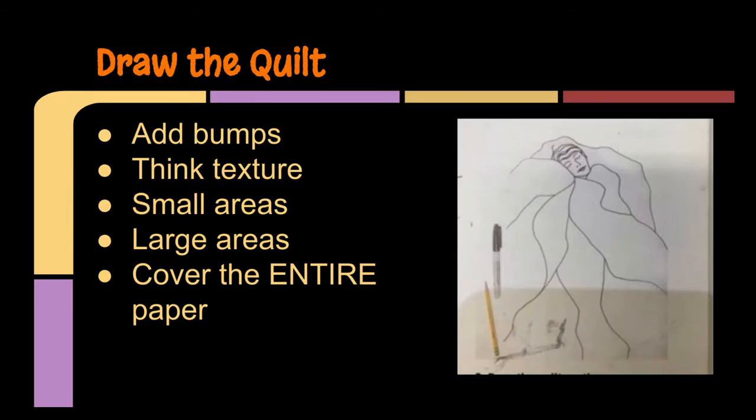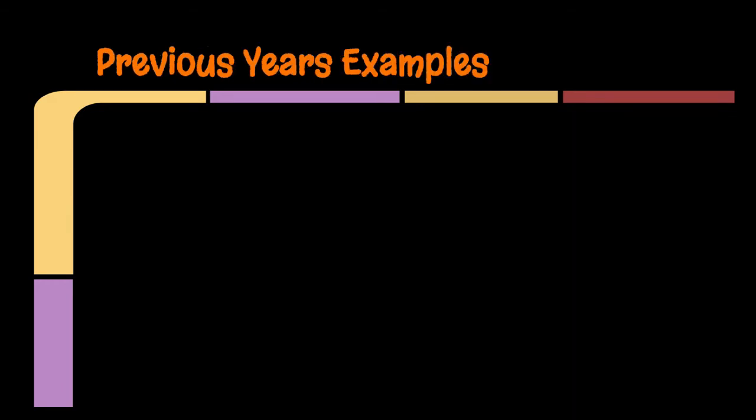So then we're going to start drawing our quilt. And we'll start drawing by adding in bumps, textures, small areas, large areas, and like I said, we're going to cover the entire paper. And I will have that next.